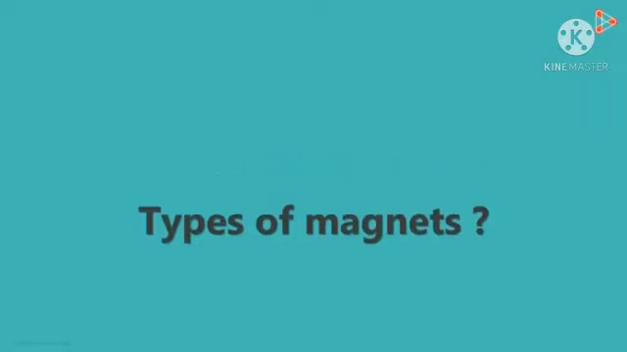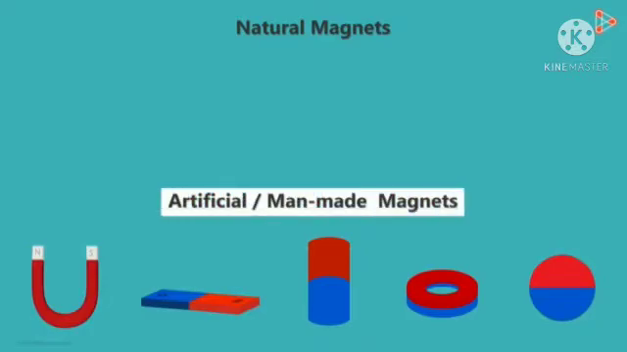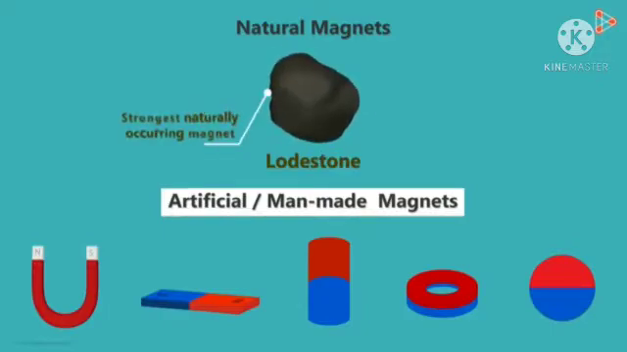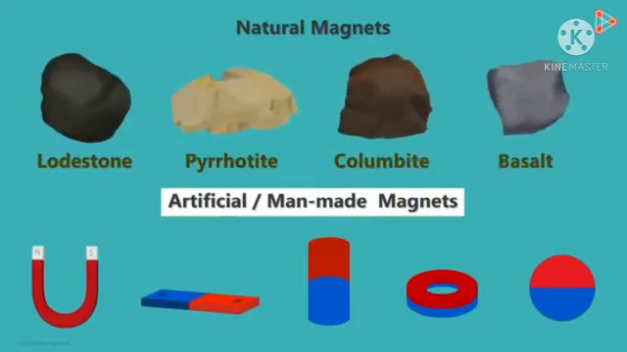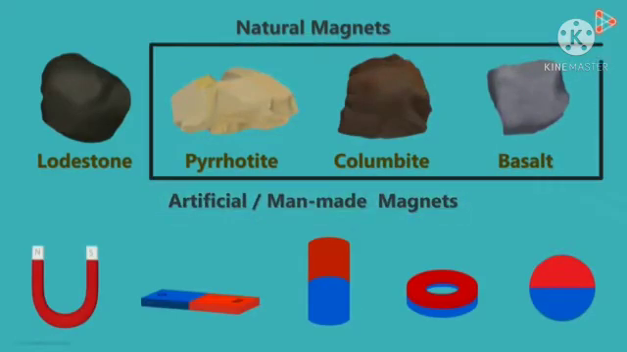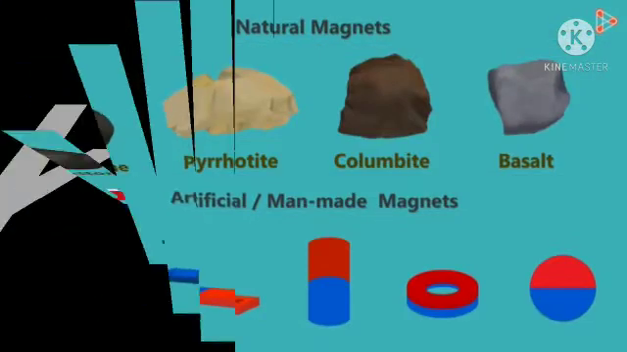Let me discuss the types of magnets. There are two types of magnets, natural magnets and artificial or man-made magnets. The horseshoe magnet, bar magnet, cylindrical magnet, spherical and ring magnet are known as artificial magnets. The lodestone magnet is the natural one which was discovered first, and pyrrhotite, columbite, basalt are also some of the natural magnets.